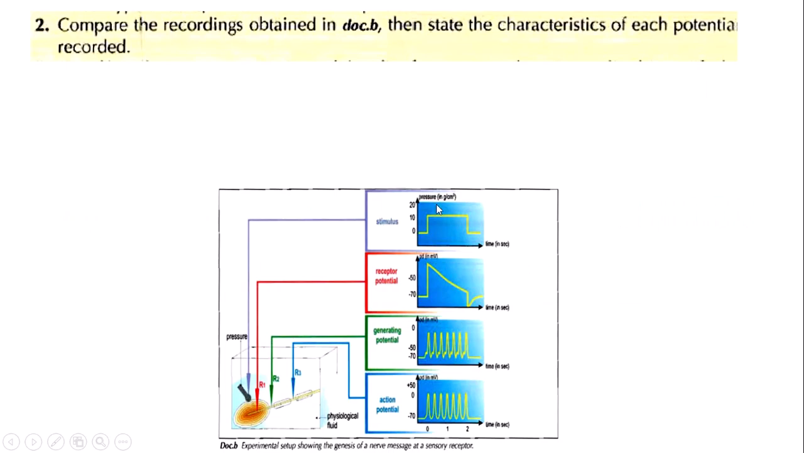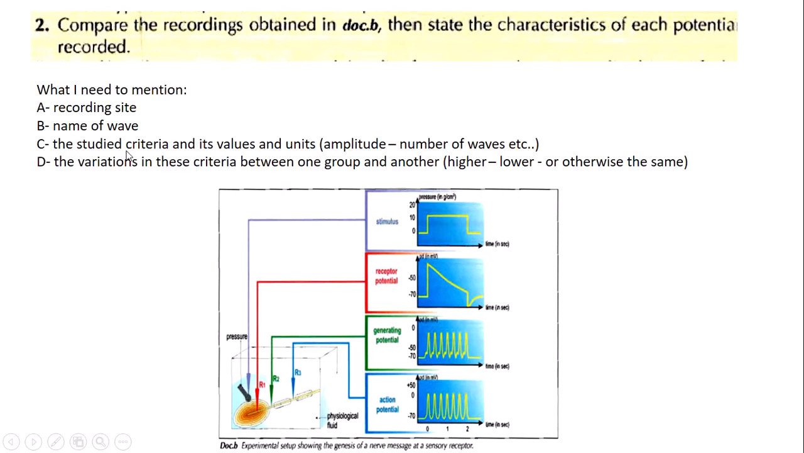Compare the recordings obtained in document B. This is document B. It's similar to what we have been working with. Then state the characteristics of each potential recorded. First of all, let's start by what I need to mention in the comparison.